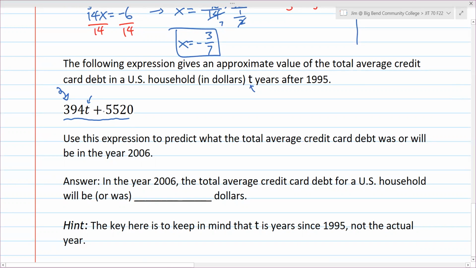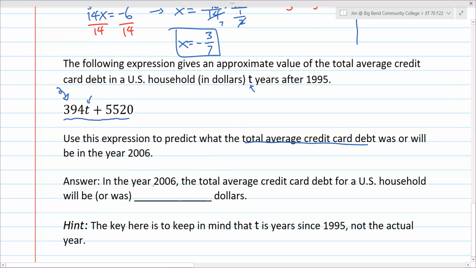If T equals 1, you plug it in, then you can find exactly the credit card debt in 1 year. And if T equals 2, you plug in 2, then you can find the debt in 2 years on average. Use this expression to predict what the total average credit card debt was or will be in the year 2006. To be honest, I'm not sure if this data is made up or not, but it doesn't matter. We're solving a problem. The key is to understand how to solve a problem.